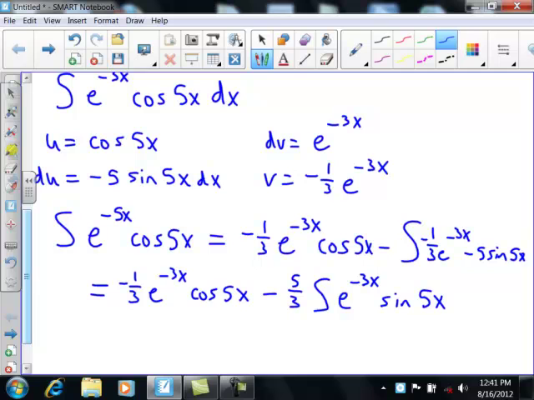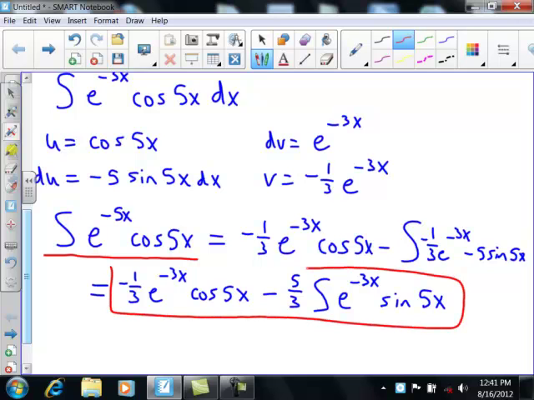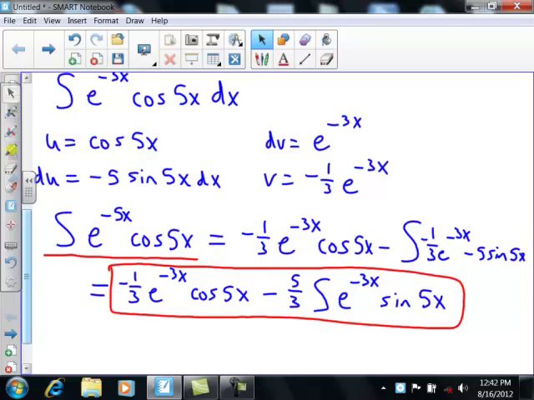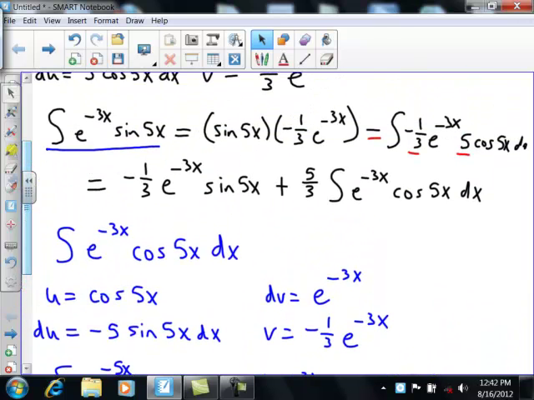Okay, so this right here, the integral of e to the negative 3x cosine 5x, I found to be this entire expression right here. So I need all of this for what I'm about to do. All right, so back up here. Go back up to my problem where I was in black. So where I was in black was right there. So I had a negative 1/3 e to the negative 3x sine 5x plus 5/3 integral of e to the negative 3x cosine 5x. I'm going to pause this for just a second.